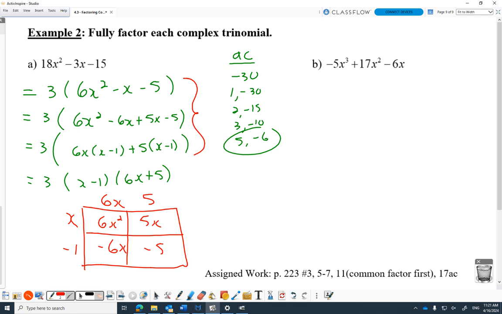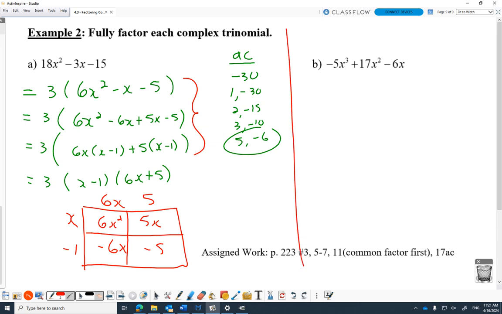Toughest question of the day coming right up. I know I'm asking a lot. It's been a long lesson for us.